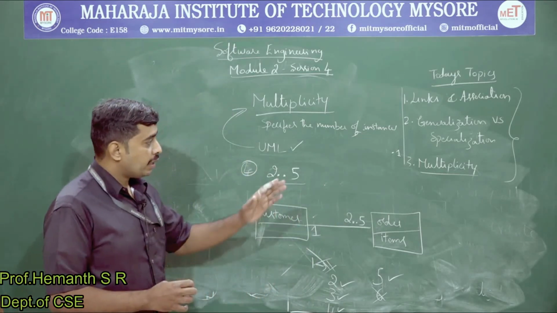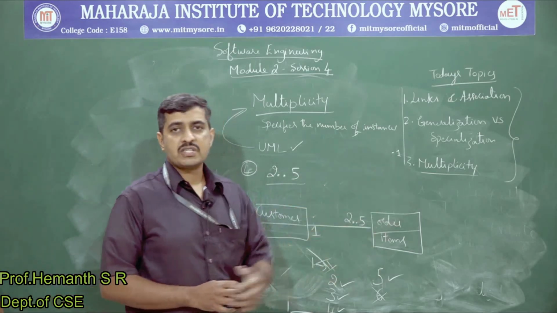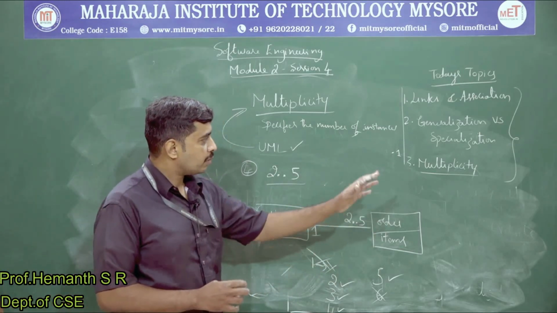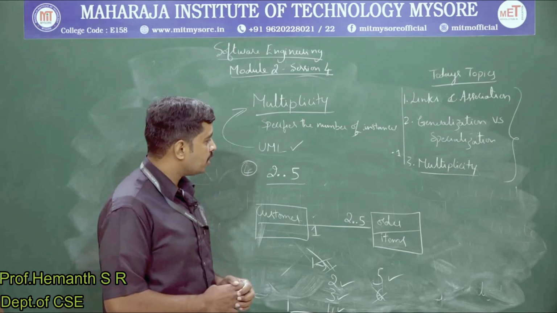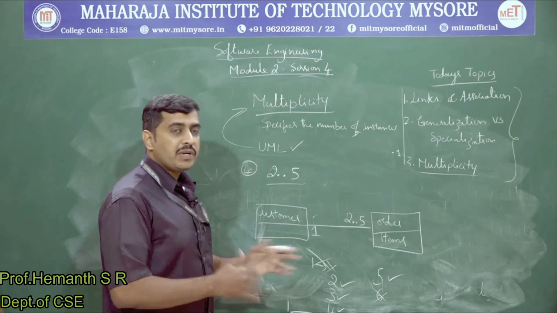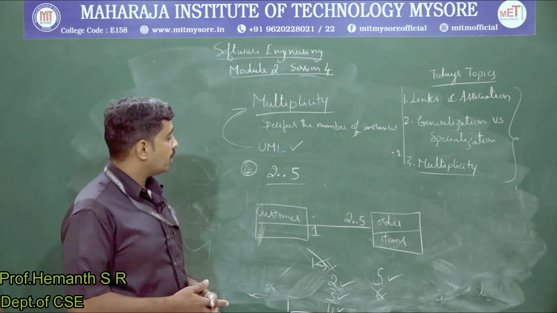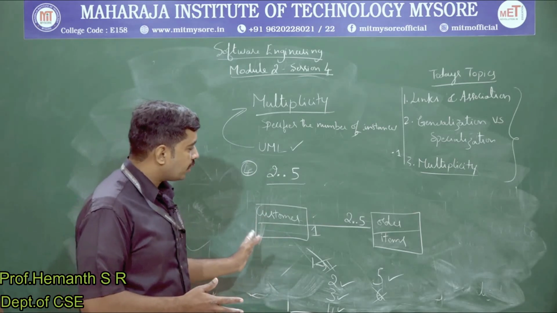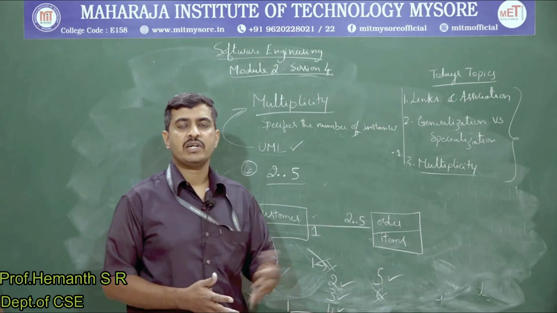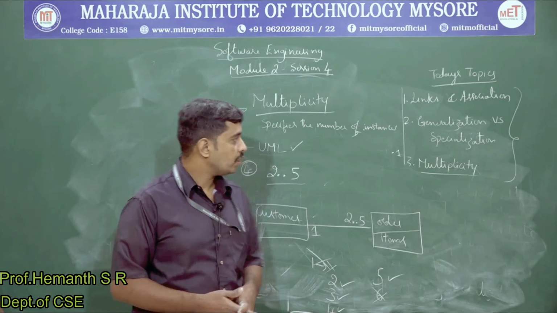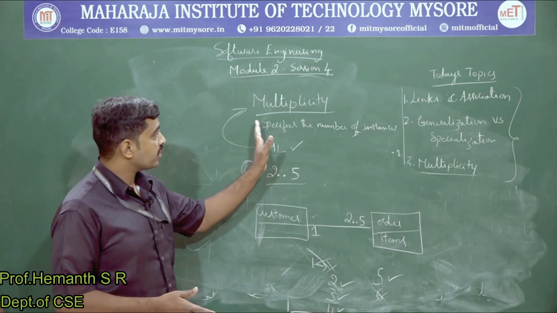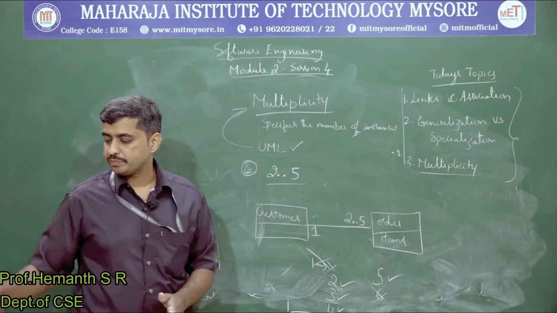And the last part of the discussion was multiplicity, where we understood multiple instances of a class, multiple instances of an object can be interacting, can be related to a different class or objects. So that was represented using the multiplicity.